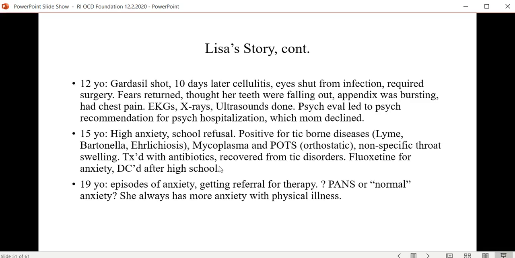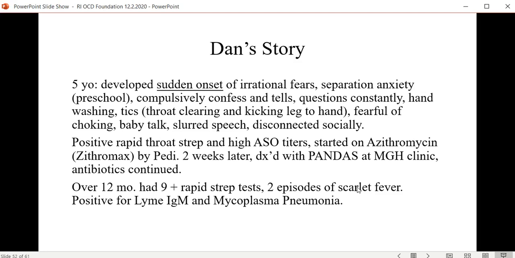I discharged her after high school, and I also don't treat kids past high school. But the point is she was able to return to school after almost 2 years of fairly high level school refusal and was able to graduate. Even as a 19-year-old, she gets episodes of anxiety, and her mother's always trying to monitor, is this illness based or just anxiety of life? Because people can have anxiety and it's not PANDAS.